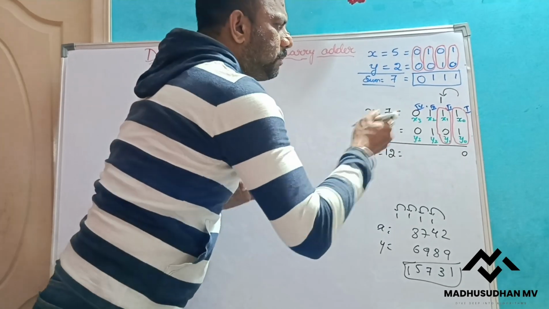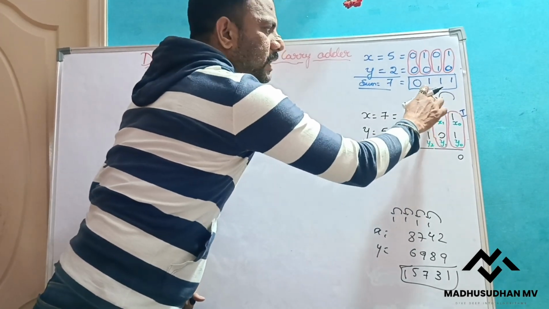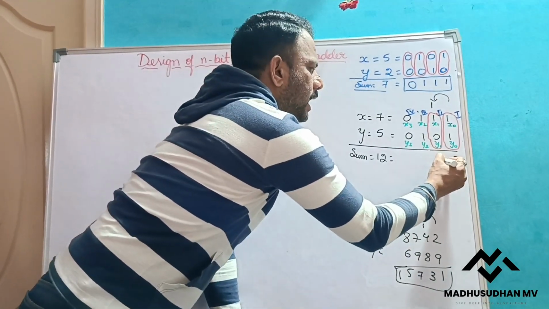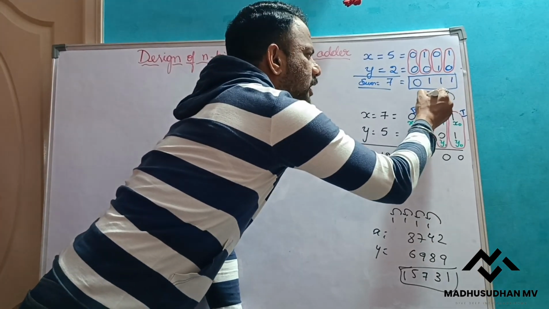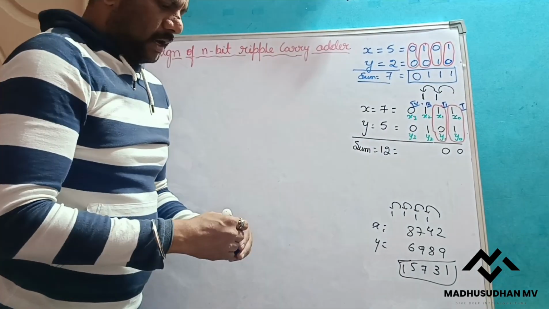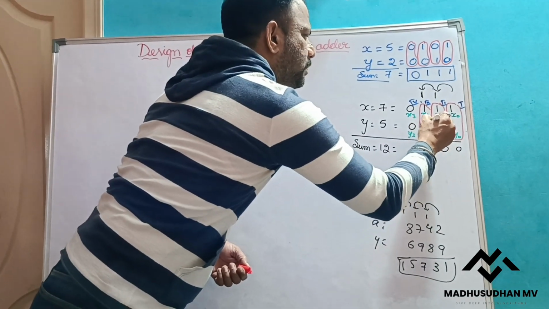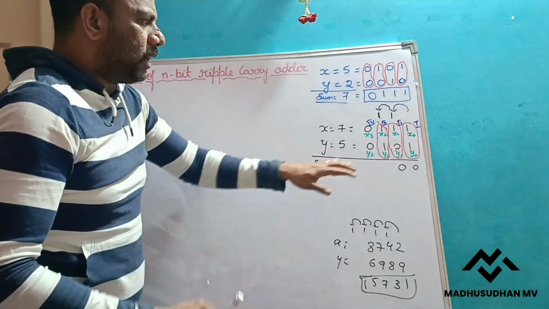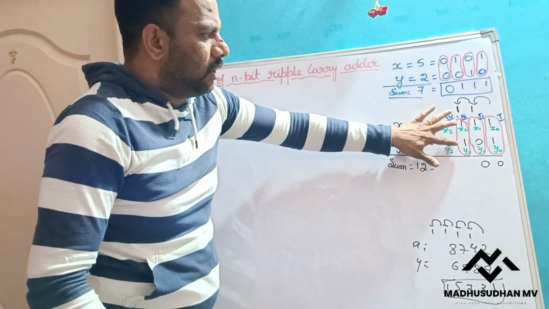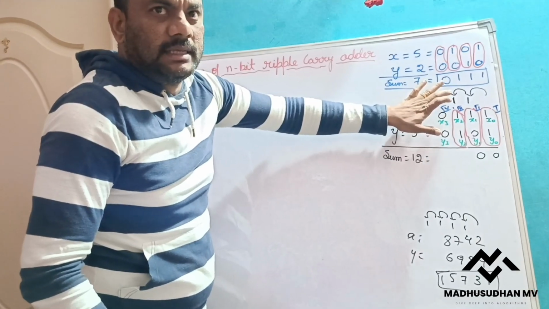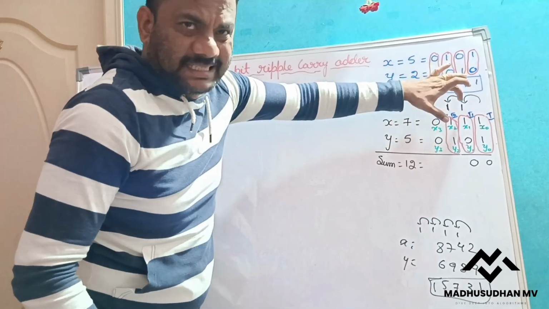So 1 plus 0 is 1, 1 plus 1 is 0 again, and this stage produces a carry to the next stage. Now I need to add these two bits, and again 1 plus 1 gives a sum bit of 0, which will be added with 1. This is the carry bit generated in the second stage.